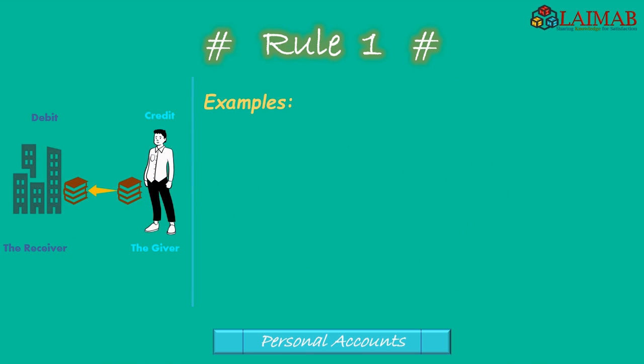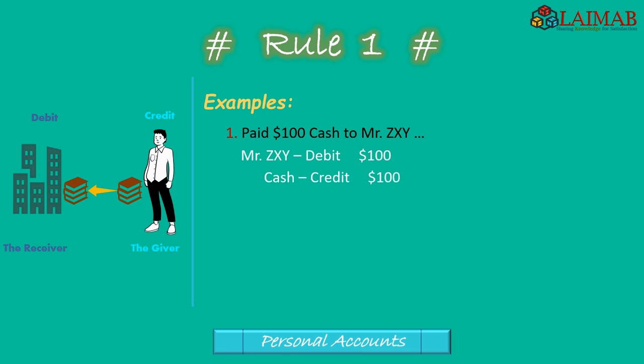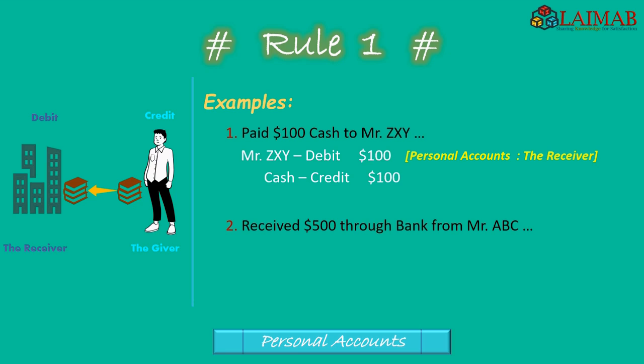For example, 1. Paid $100 cash to Mr. ZXY. Mr. ZXY debit $100 by cash credit $100. This is the personal account, who is the receiver? 2. Received $500 through bank from Mr. ABC. Bank debit $500 by Mr. ABC credit $500. This is the personal account, who is the giver?